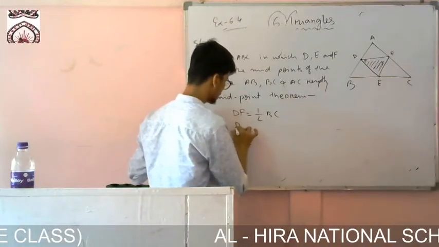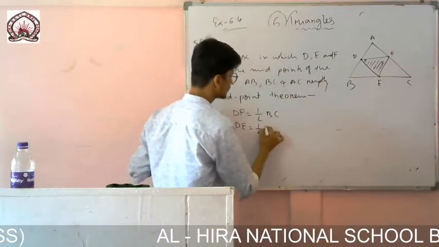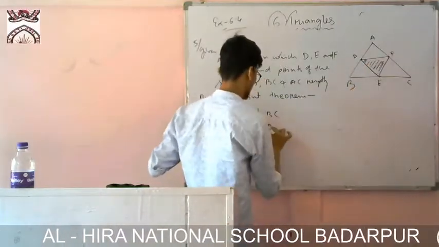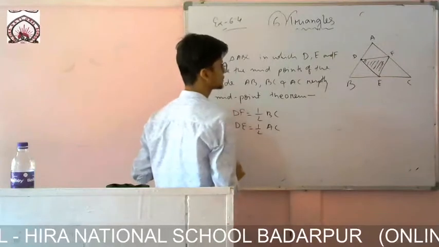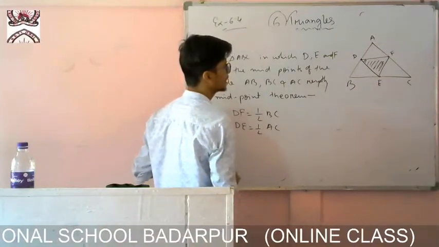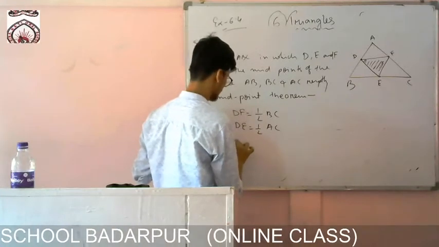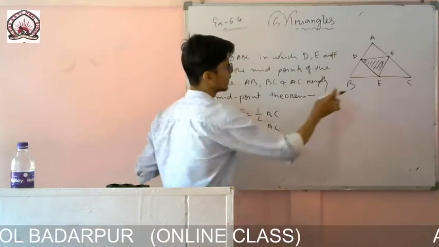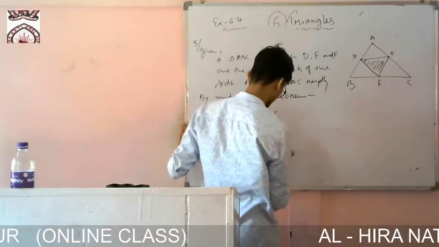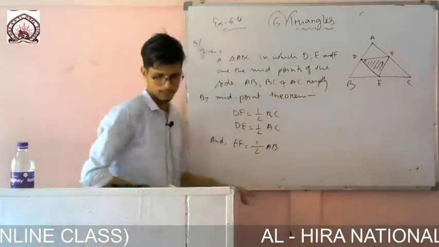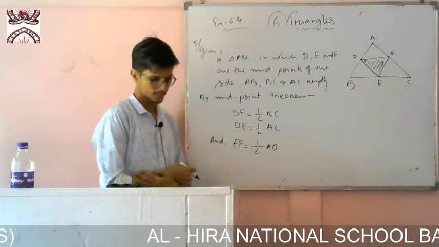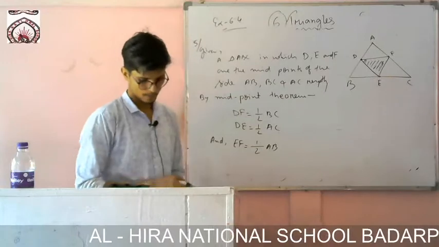Then DE will be equal to half of AC, and the last one, EF, will be equal to half of AB. So DF is half of BC, DE is half of AC, and EF is half of AB.